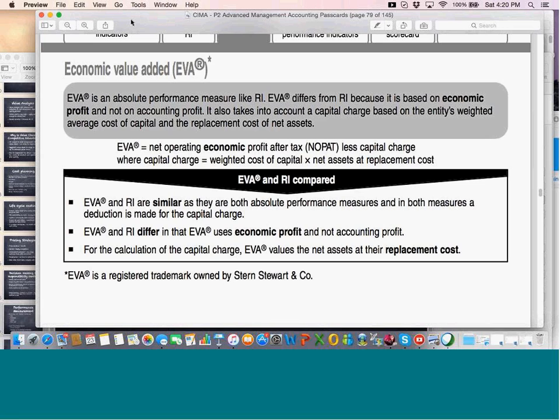The concept here is to differentiate between the pure strict accounting profit and the economic profit, and there is one major difference between the two. Economic profit takes into consideration the cost of capital. It is implied. It's not on paper. There is no invoice.